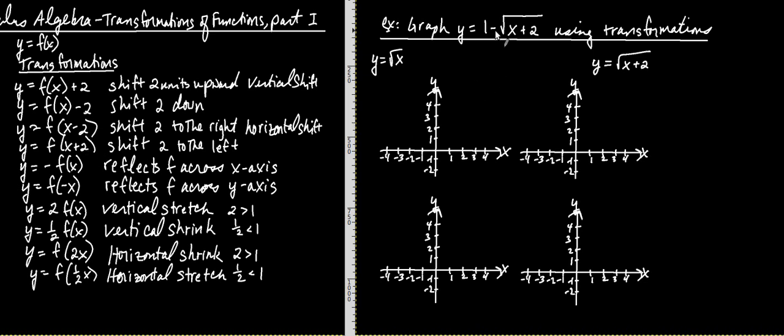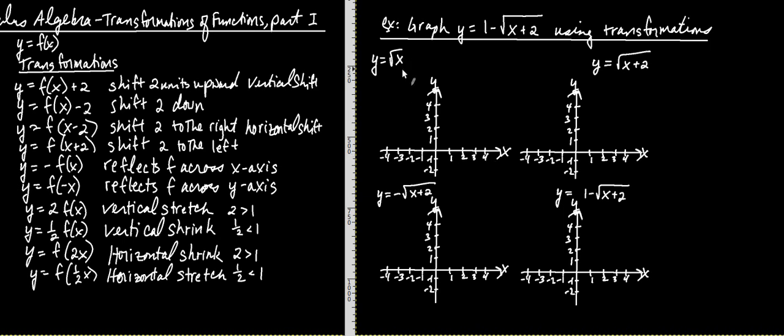Next one is going to be to multiply the function by negative 1. So over here we're going to have y equals negative square root of x plus 2. And the effect of that, according to this, is to reflect the graph we just had across the x-axis. And then finally we're going to add 1 to get our final graph, y equals 1 take away the square root of x plus 2.